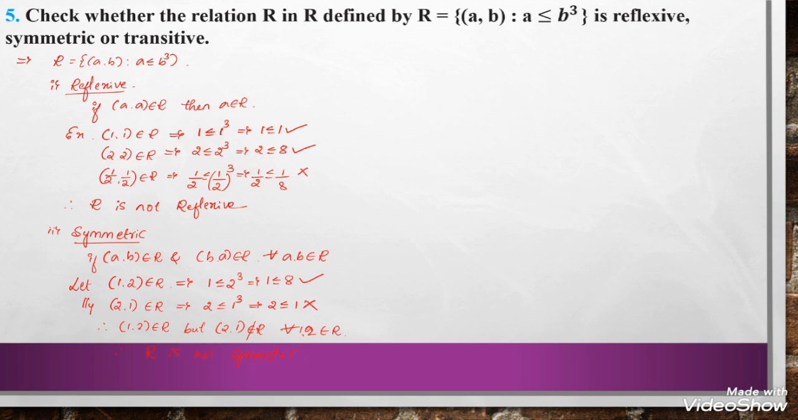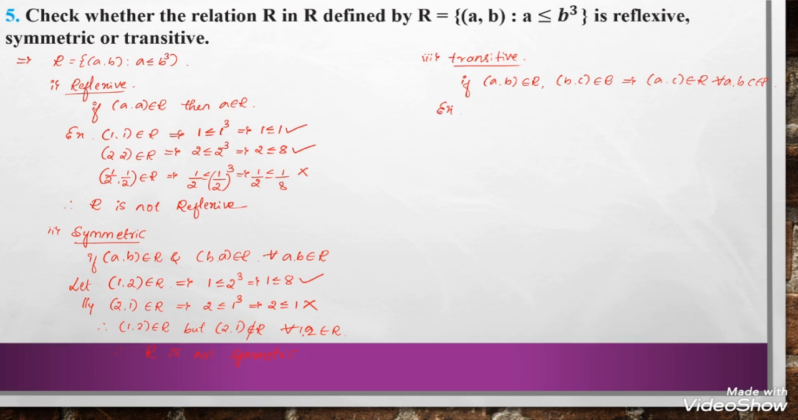Similarly, I will check the condition transitivity. According to the definition, if (A, B) belongs to the relation R and (B, C) belongs to the relation R, then obviously it implies (A, C) also belongs to R, for every A, B, C belonging to the real numbers. Okay, this is the definition. Now, I will check the examples here.